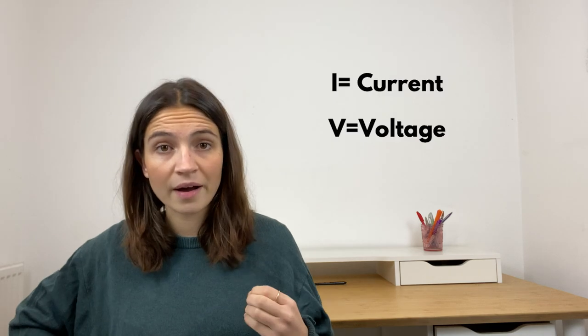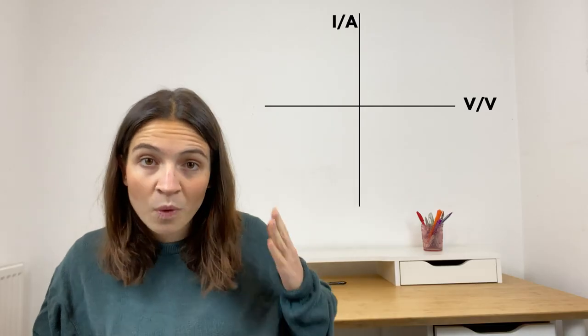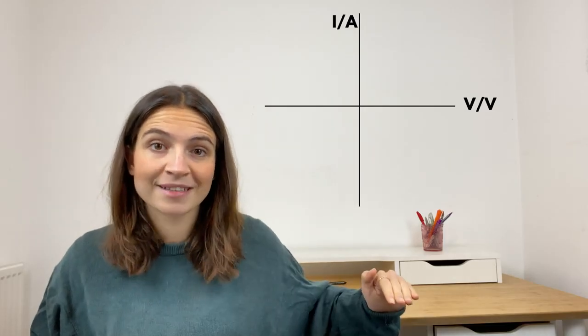In this video, we are going to be looking at IV curves. So, what is an IV curve? Sounds fancy. Let's break it down. I stands for current and V for voltage, and those are going to provide the axes of a graph. So you have an empty graph that looks like this. I is along my y-axis and V is along my x-axis.